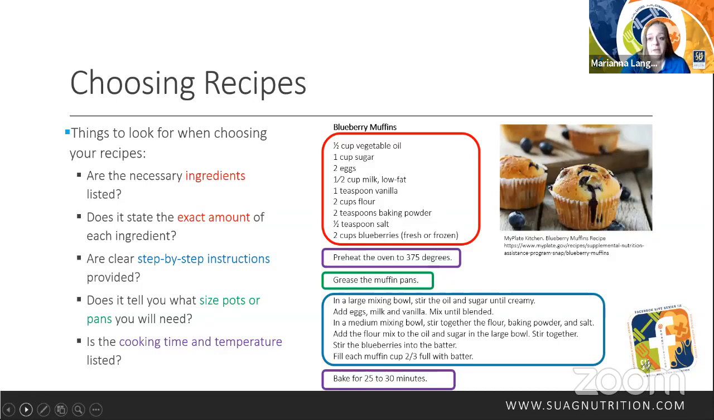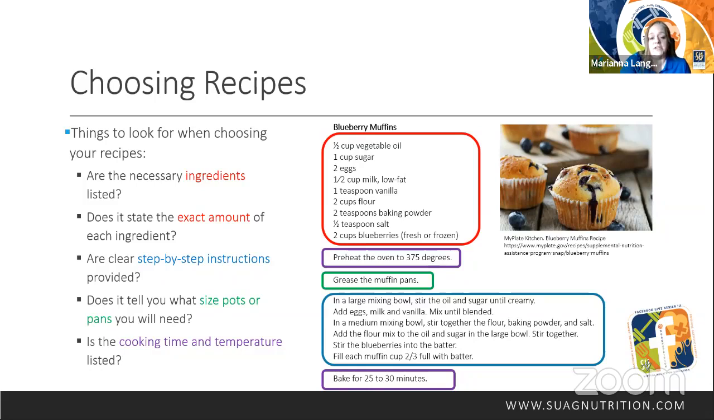Now, choosing those recipes, that's one of the key things that you need to think about when you're beginning to cook. Things to look for when you're choosing them would be, are the necessary ingredients listed, such as over there in that red box to the side. That lists the ingredients in the order with an exact amount. And that's the next question you have to ask yourself. Does it state the exact amount of each ingredient needed? Now, are the instructions provided in clear step-by-step writing below? And that's in the blue box.